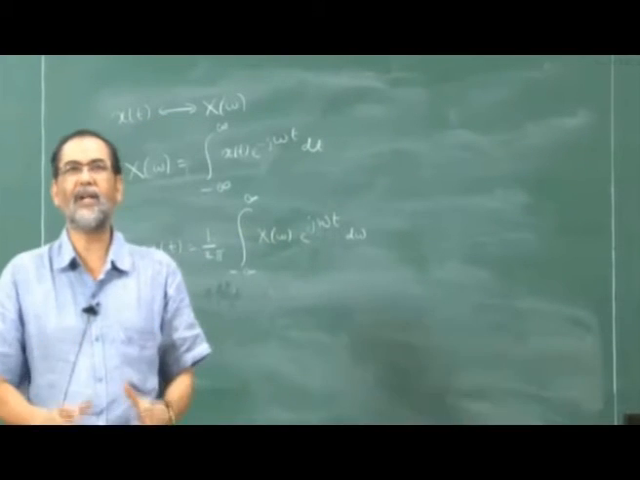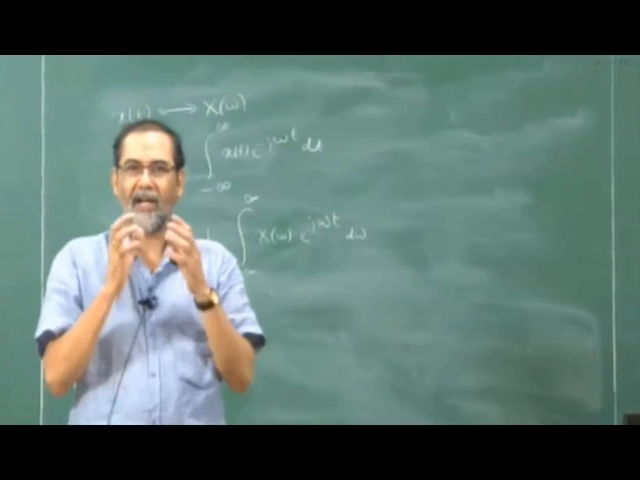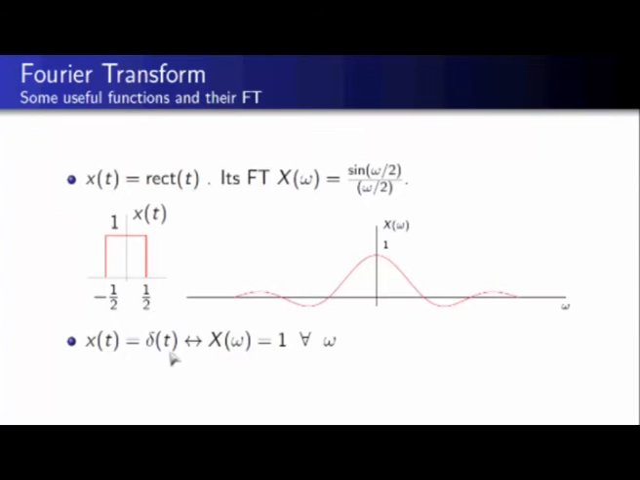Okay, do not treat u of t and delta of t as your regular functions. In my argument, if x of t approaches delta of t, then x of omega approaches 1 for all frequencies, because then it's flat. So now the moment I define this, several ideas fall in place, right? I will not get into all those ideas, I'll just state the result.